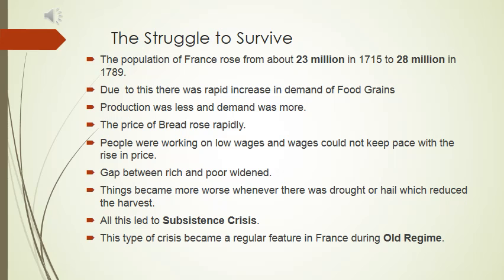This is what is subsistence crisis. This is what was happening in France, and this type of crisis became a very regular feature in France during the old regime. Due to this, the people were suffering a lot, and there were lots of problems happening in the society. So, let us recap in the next slide.